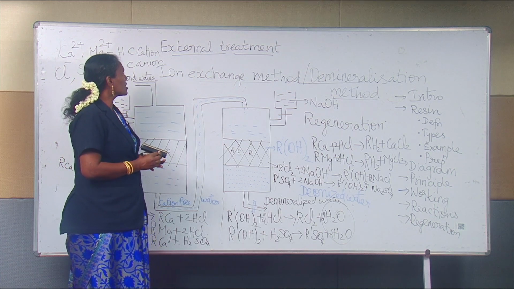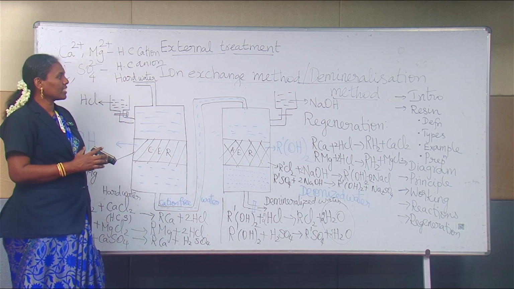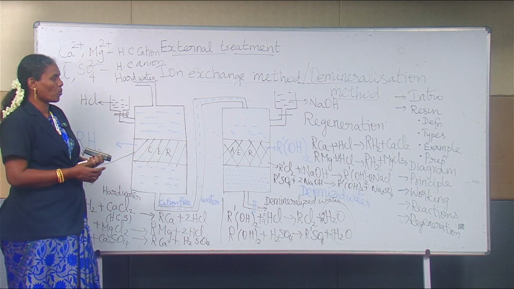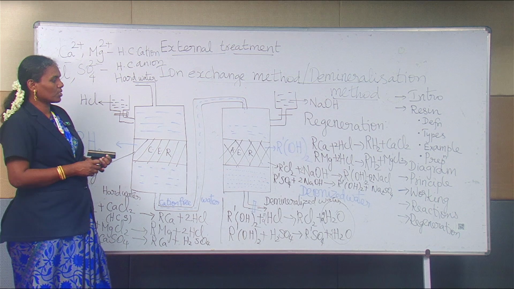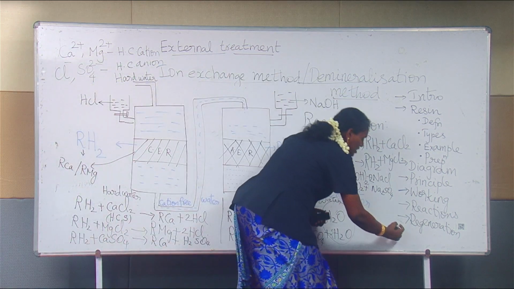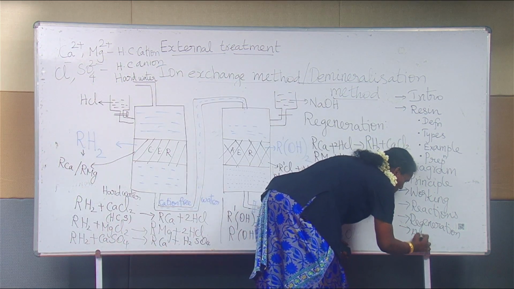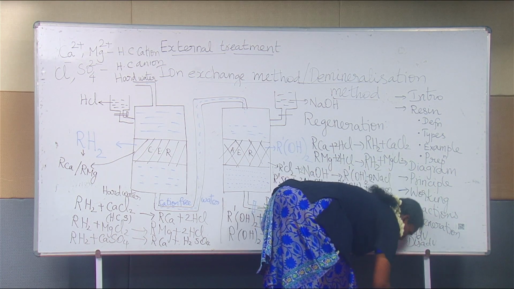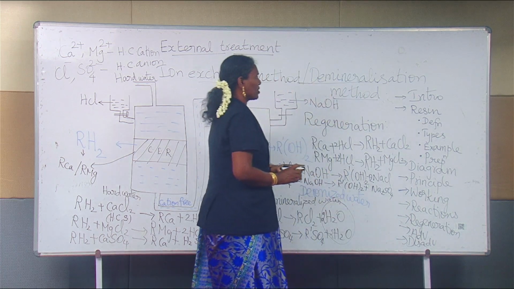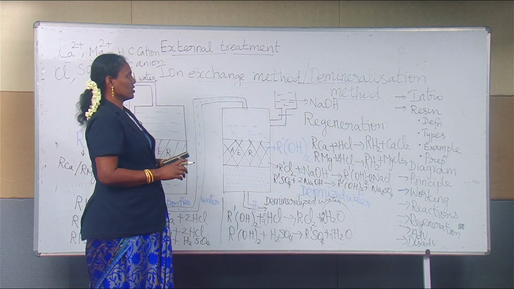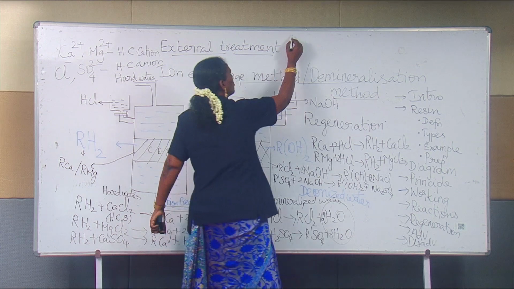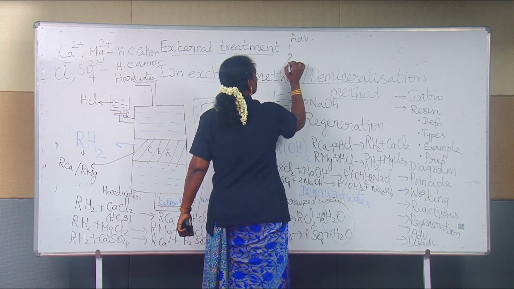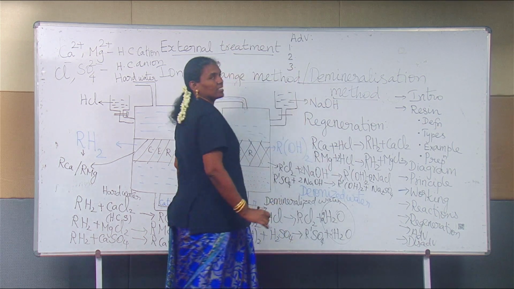Clear? So, this is the ion exchange method, or regeneration, demineralization method. The regeneration step is over. Next, we have to discuss advantages. Another one is disadvantages. Advantages, we are having 3 points.